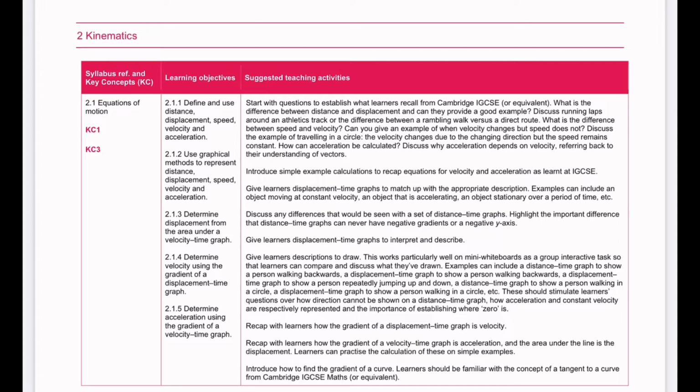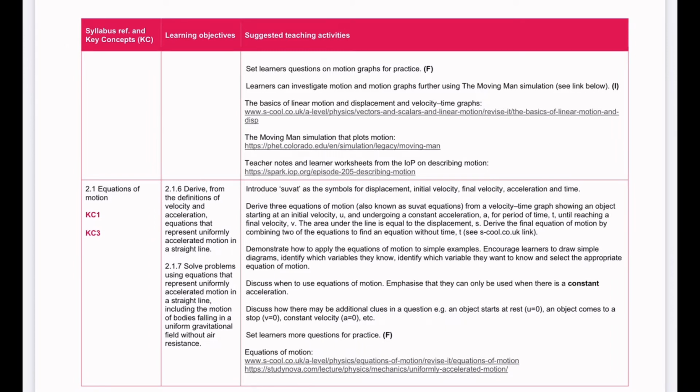2.1.4, determine velocity using the gradient of a displacement time graph. 2.1.5, determine acceleration using the gradient of a velocity time graph. The next key concept, 2.1, equations of motion. The learning objectives: 2.1.6, derive from the definitions of velocity and acceleration equations that represent uniformly accelerated motion in a straight line. 2.1.7, solve problems using equations that represent uniformly accelerated motion in a straight line, including the motion of bodies falling in a uniform gravitational field without air resistance.